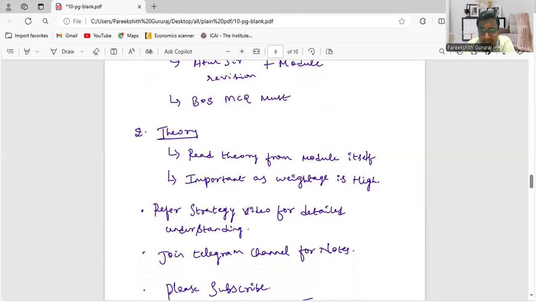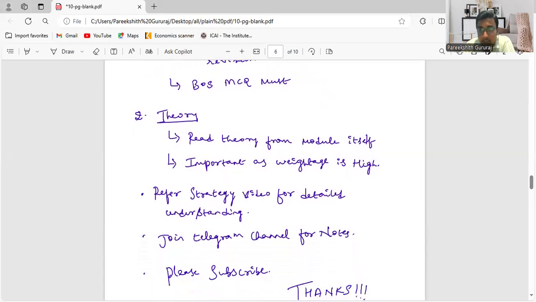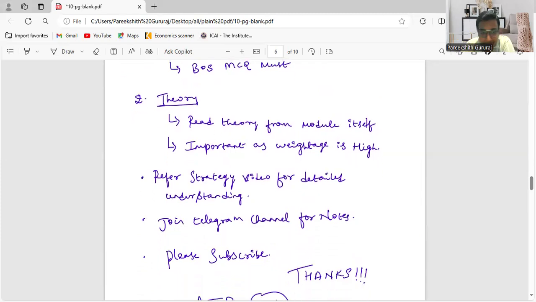On the theory front, read theory from the module, because now that theory has somewhere around 60 to 65 marks weightage, it's very important to study from the module itself, because ICAI is asking questions randomly from all chapters. So it is better advised that you refer to the module itself for theory.